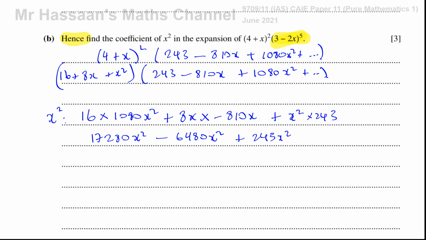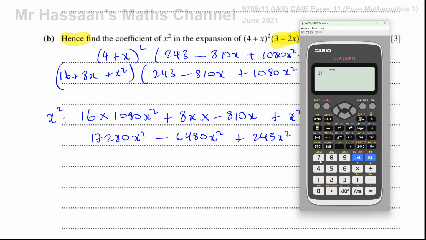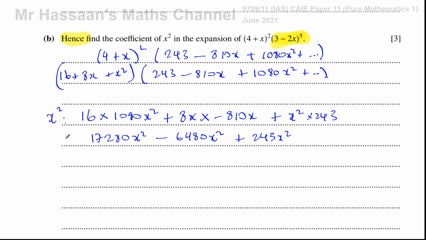So let's combine these together. We have to add these like terms. So we have 17,280 minus 6,480, and then plus 243. That gives us a total of 11,043. So that's 11,043 x squared. Therefore, the coefficient of x squared, and be careful not to write the x squared with it, is 11,043. And there's the answer to the question.